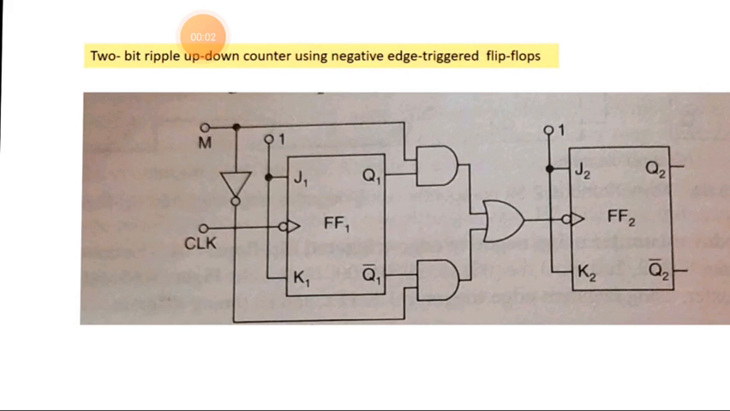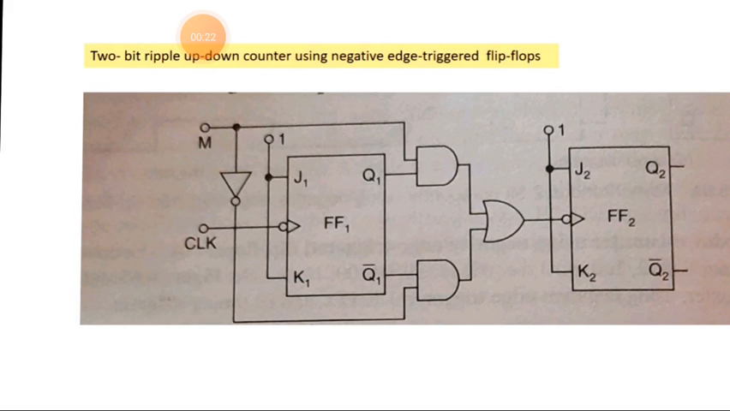Last class we discussed a 2-bit ripple up counter and a down counter using negative edge triggered flip-flops. Today we will discuss the 2-bit ripple up down counter using negative edge triggered flip-flops.